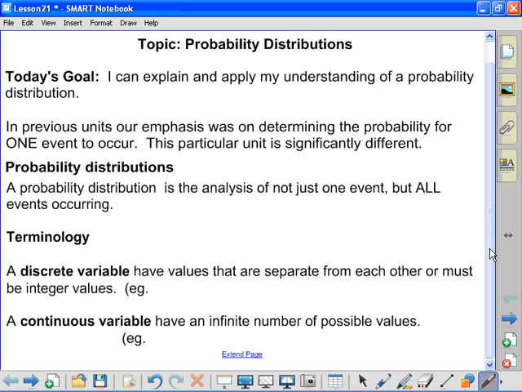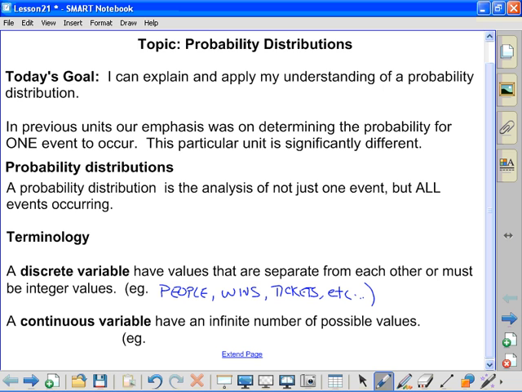Some of the terminology, you're going to be saying, I've already seen this in my note, and that's good that you recognize it. We need to look at it one more time because there are 2 distinct types of probability distributions: discrete and continuous. A discrete one has values that are separate from each other and must be integer values. Examples would be people, wins, tickets, something you cannot have part of.